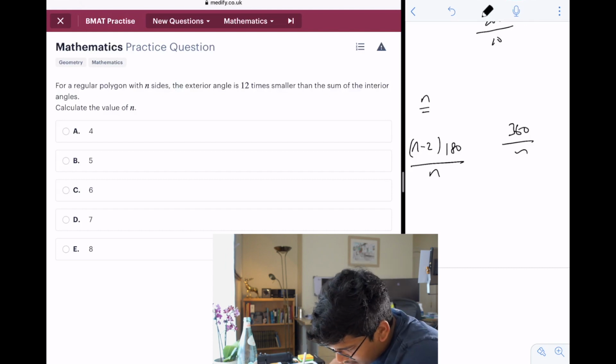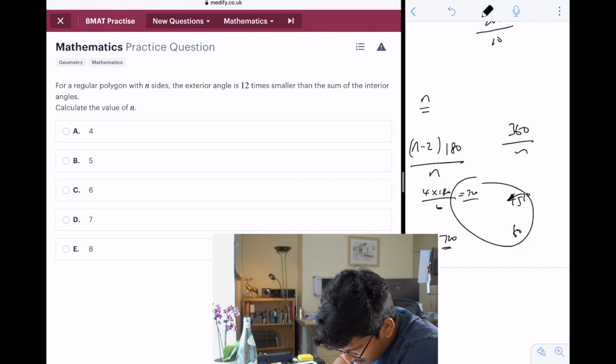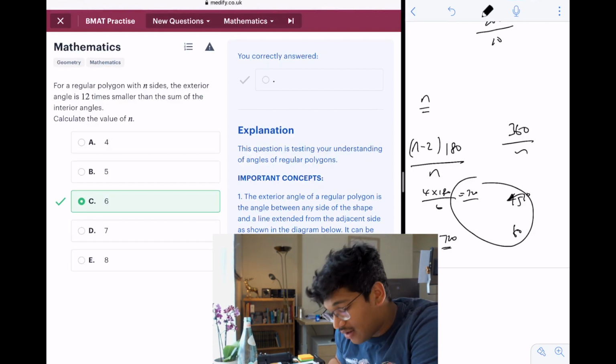Okay, I'm just going to plug and chug. So it won't be this. I think it might be maybe 8, because if it's 8, it's going to be 45 degrees. Possibly 60. Yep, it's 6. Cool. Sorry, that was just me skipping a few steps and doing a few calculations in my head.